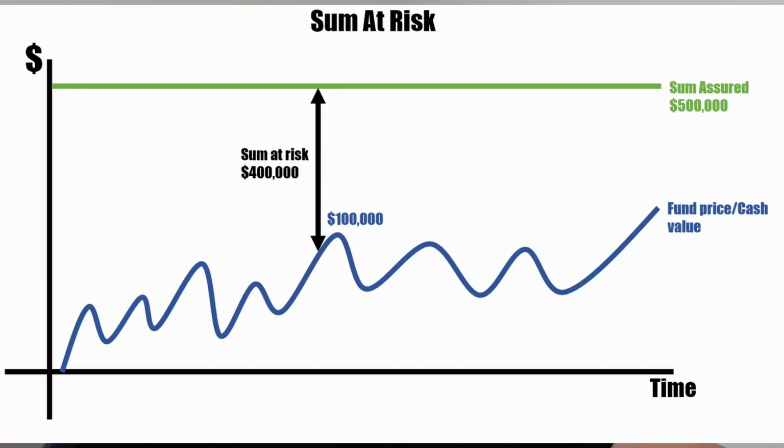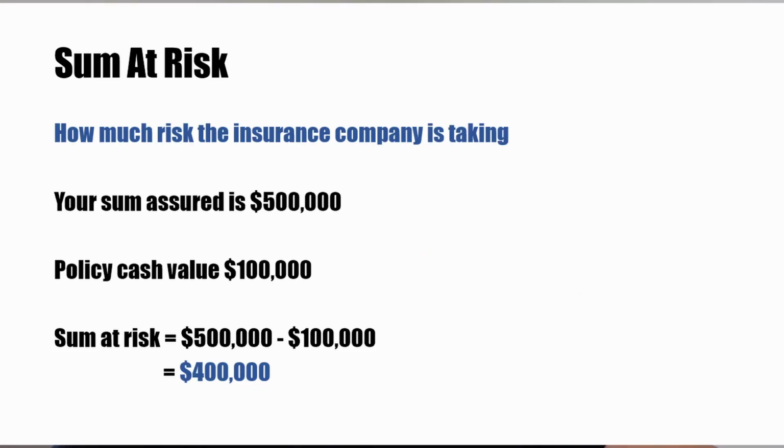So if you look at this chart over here, you can see that let's say your policy has a sum assured of $500,000 and also your policy has let's say $100,000 in cash value, the sum at risk would be the difference between the sum assured and also your cash value. Because let's say if you pass away while the policy is in force, the insurance company needs to pay you $500,000. However, because there's a cash value of $100,000, the net payoff from the insurance company's point of view is only $400,000. So that's the amount that they are at risk for.